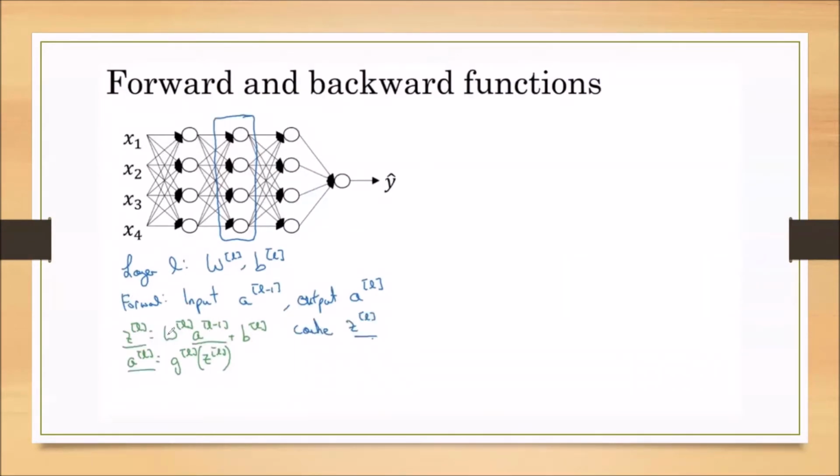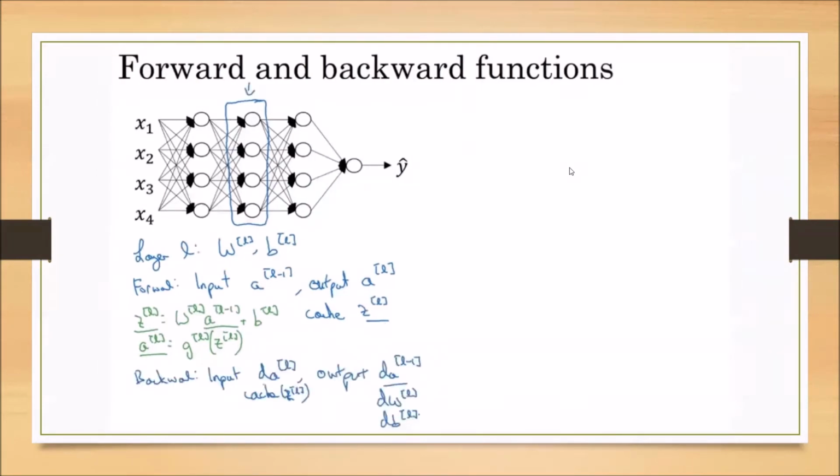Now, while calculating Z[L] in the forward propagation, we are keeping W[L], B[L] and Z[L], these values, as cache values, because we use this Z[L] again in the back propagation also. That's why the concept of the cache is introduced here. We are storing those values in order to use them in the backward propagation.